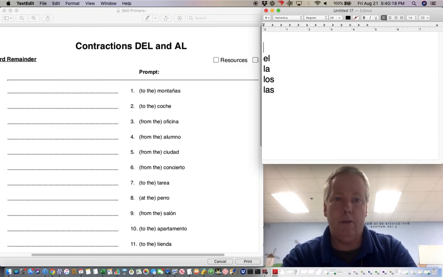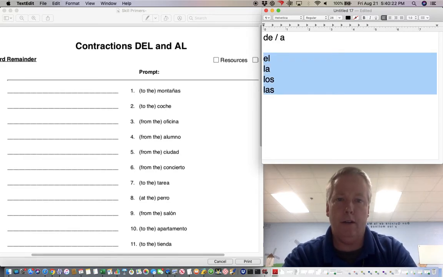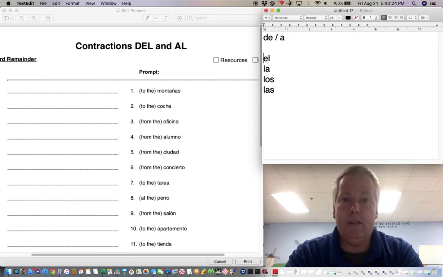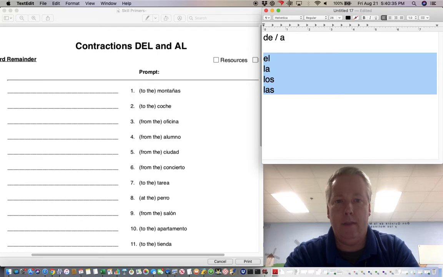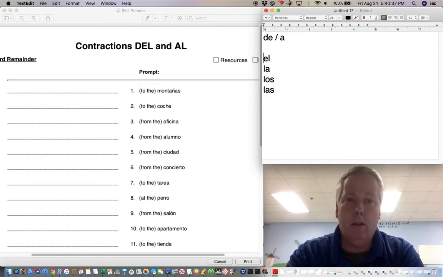We're going to be using de and a with these four words here. Now, de means of or from, a means at or to. So, of the, from the, or at the, to the. So all of these words mean the. So, you are not allowed to have de and el next to each other.